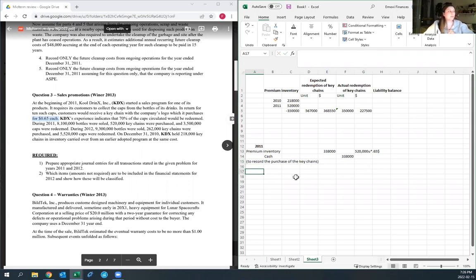Then I want to record my premium expense for the estimation of how many keys are going to be redeemed. So premium expense, and the amount is the amount that we found here, the 368,550. And my credit is going to be the estimated liability for premium. The same amount. And this is the estimation of how many keychains.